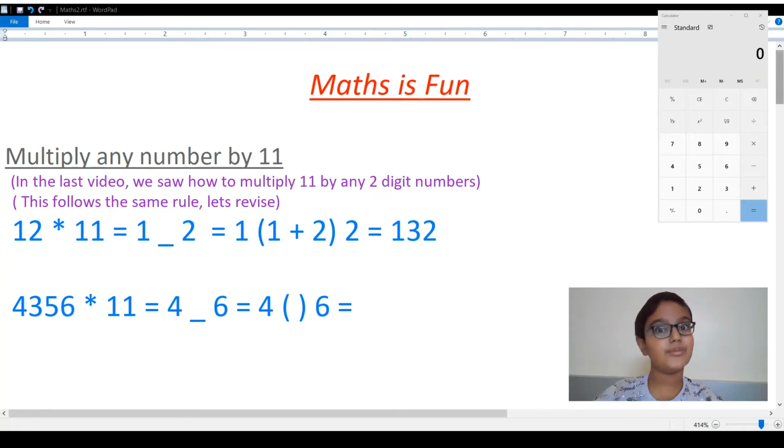In the last video, we learned how to multiply any two-digit number by 11. For example, to multiply 12 by 11, we will write the two digits of 12 with a space between 1 and 2, and then we will add the sum of the two digits in between. So it becomes 1, 1 plus 2, 2. Since 1 plus 2 is 3, it becomes 1, 3, 2, which is 12 times 11.